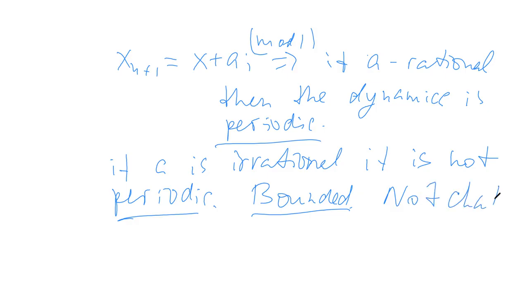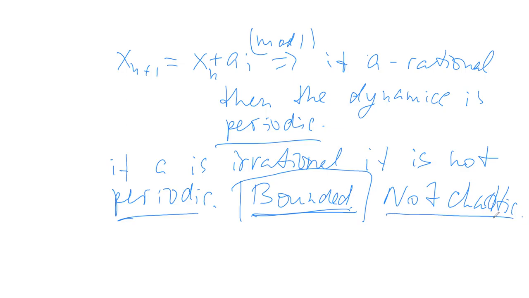Now, we understand why it's bounded, because x_n will always be between 0 and 1. It's the remainder after you take out all integers. So this is a number between 0 and 1, always, for any n. It is bounded.